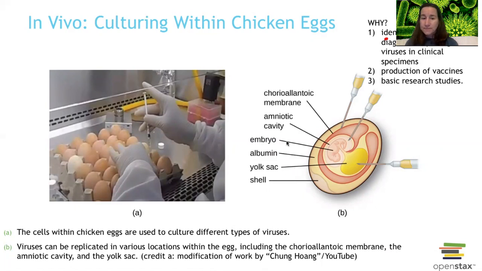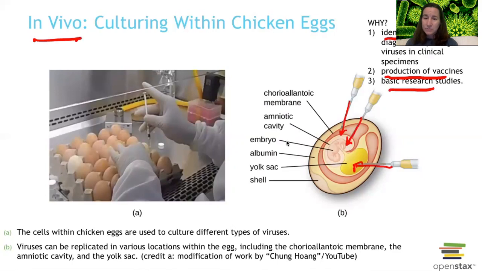Is it lysing the cells in there? Is it messing with the membrane? Is it messing with the growth and development of the chicken? What's going on? And we can study it. So in vivo are going to be studies of a living organism infected with the virus. In vitro are going to be the cells themselves outside of the body of the organism.